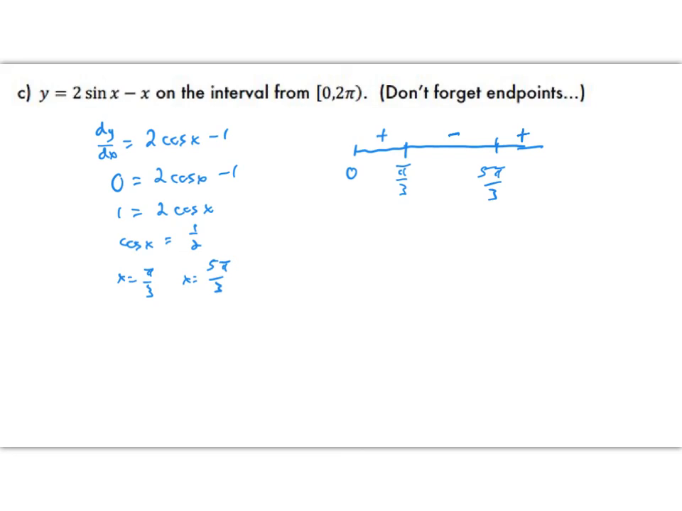Okay, so let's talk about x equals pi over 3 first. That is going to be a local max because, again, we've got a sign change from positive to negative. And then at x equals 5 pi over 3, that is a local minimum. Okay, now what about x equals 0? Because we have to include our endpoint since we're dealing with at least a partially closed interval here.